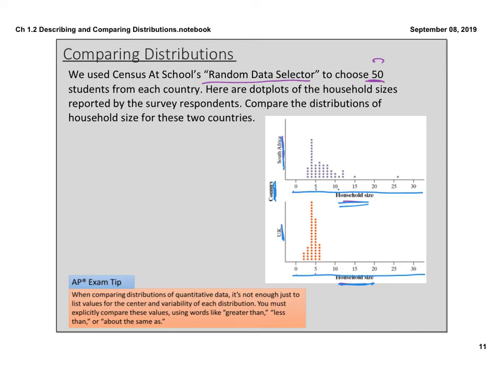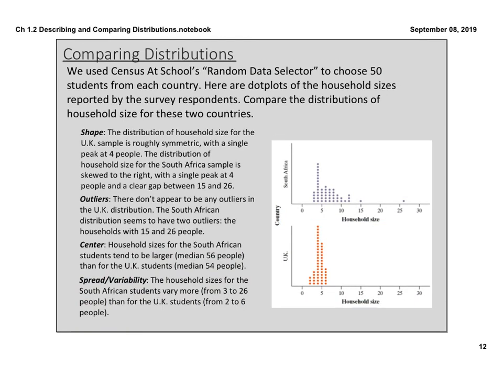You can't compare two data sets if you don't put them on the same type of graph. It doesn't work. So look at the AP exam tip down here. It says when comparing distributions of quantitative data, it's not enough just to list values for the center and variability for each distribution. You must explicitly compare these values using words like greater than or less than or about the same as. So you can list them both, but you also need to actually use comparative language to describe them.